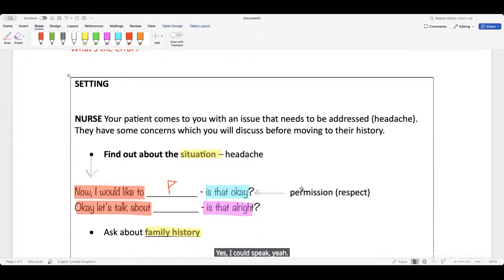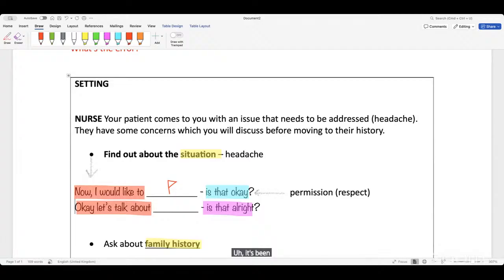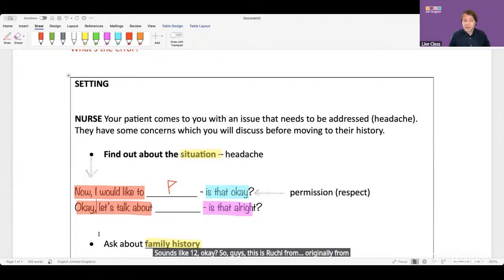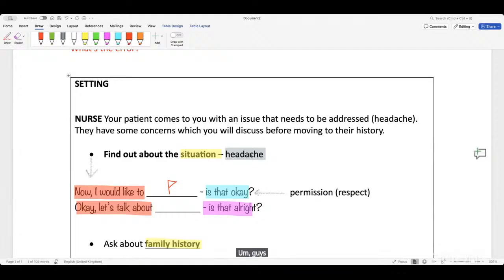How long have you been living in the UK? You sound so natural. It's been 6 years now. Well, it sounds like 10. Sounds like 12. Okay. So, guys, this is Ruchi, originally from India. She's lived in the UK. She's a nurse. Okay. But let's say that you have a headache. And guys, I'm the nurse.